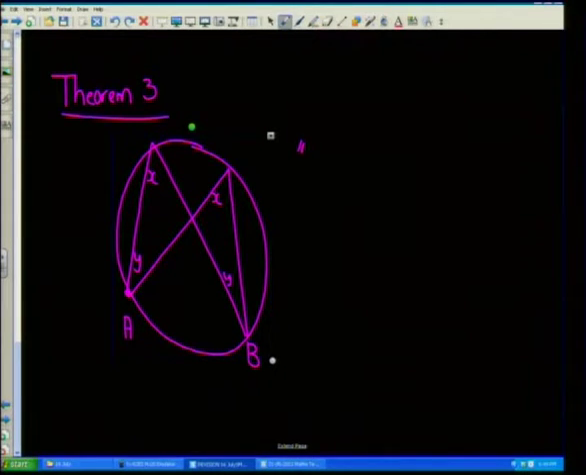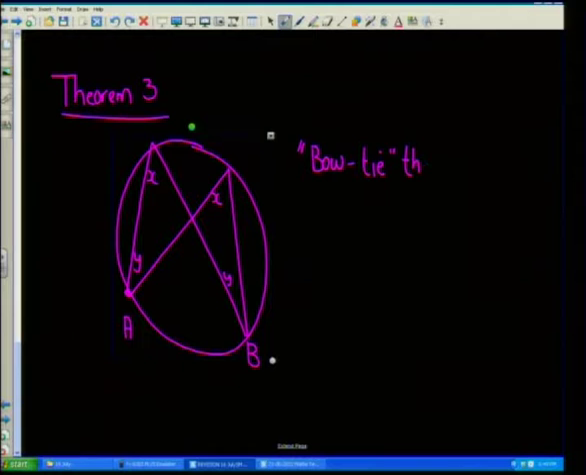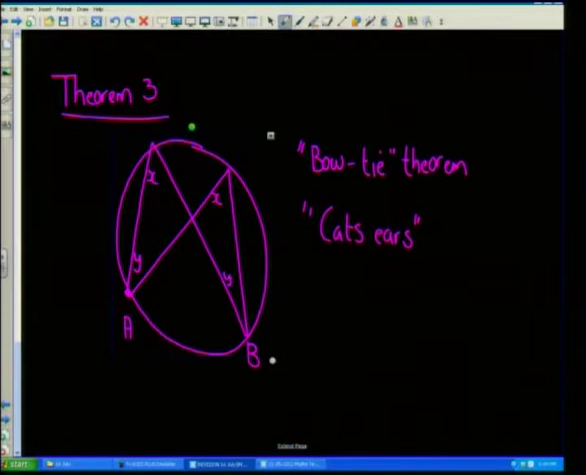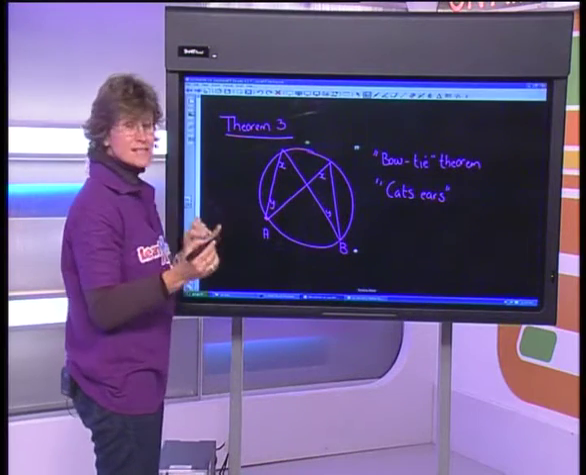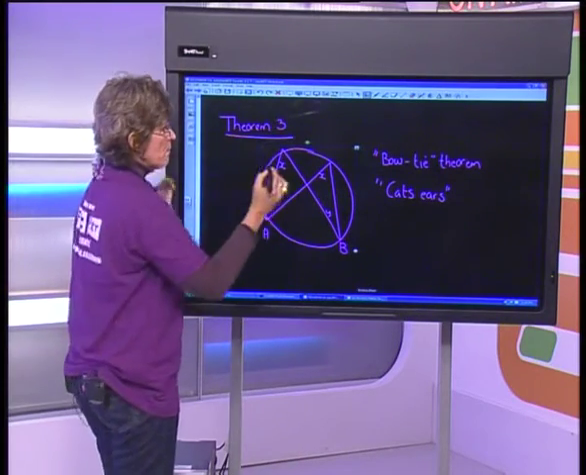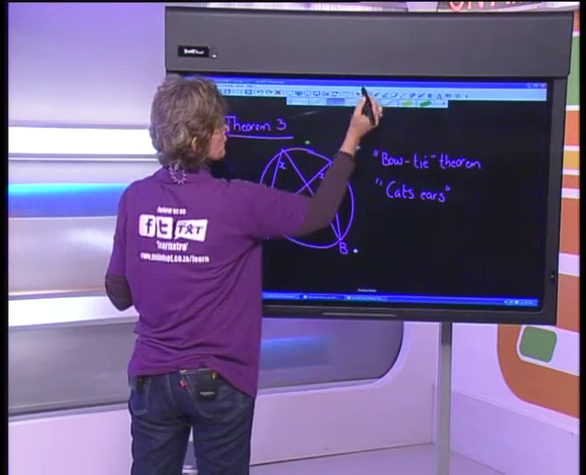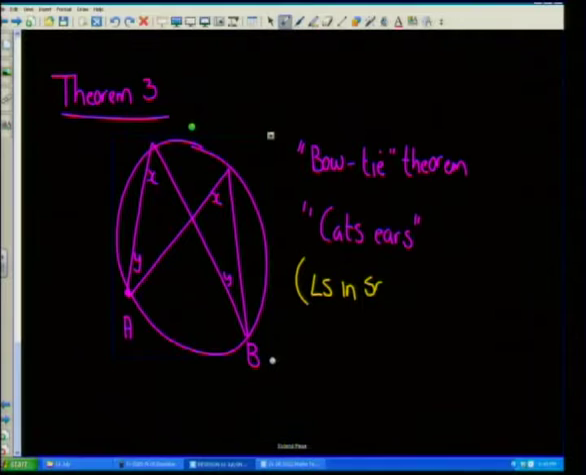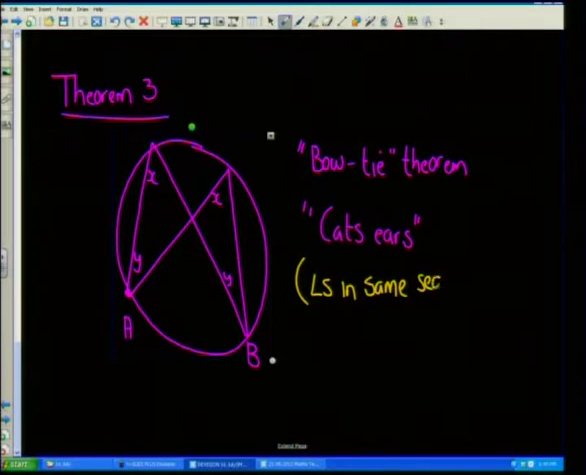Now, a lot of candidates refer to this as the bow tie theorem, because you can see it obviously looks like a bow tie, all right? Other candidates refer to it as the cat's ears theorem, okay? But can you see that they definitely look like cat's ears? But if you had to actually write that as a reason in your exam, you'd get it wrong. Okay, that's what it looks like. But the reason that we actually give, if we ever use this, is going to be angles in the same segment. All right.